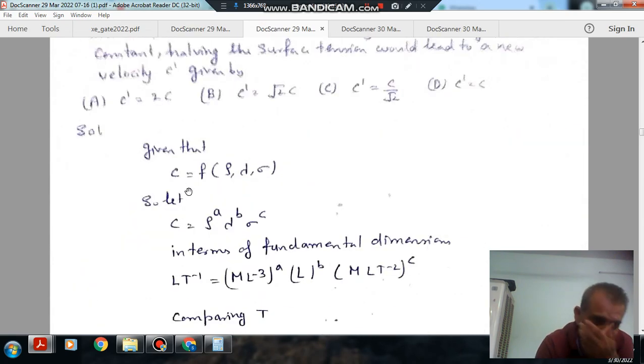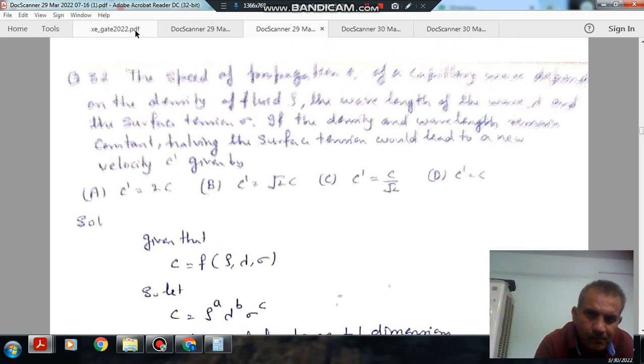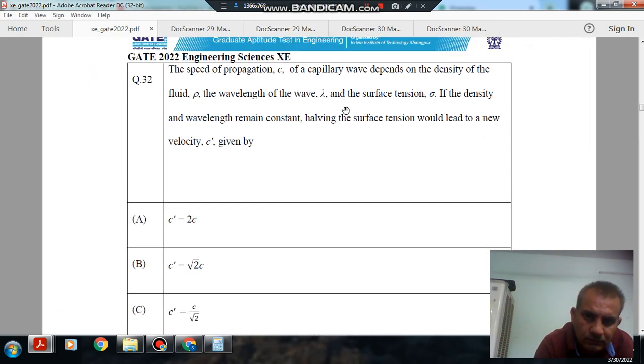Now it is given that c is a function of density, wavelength, and surface tension.